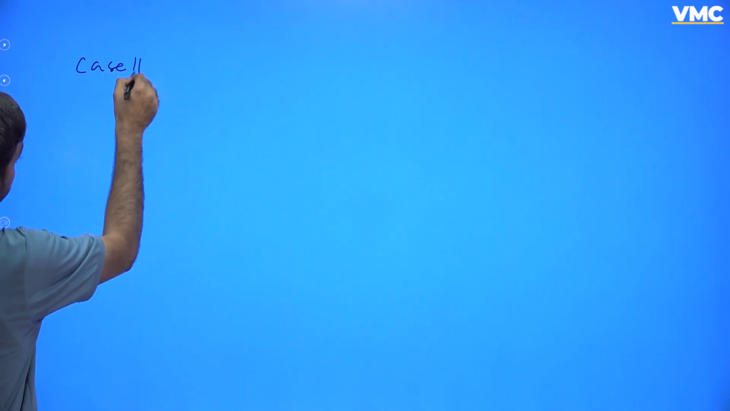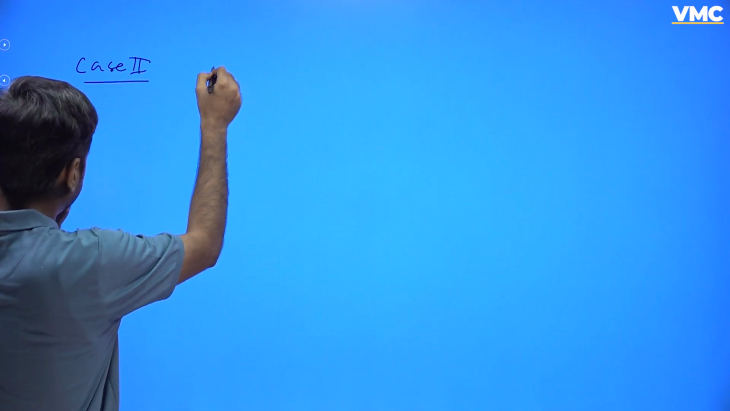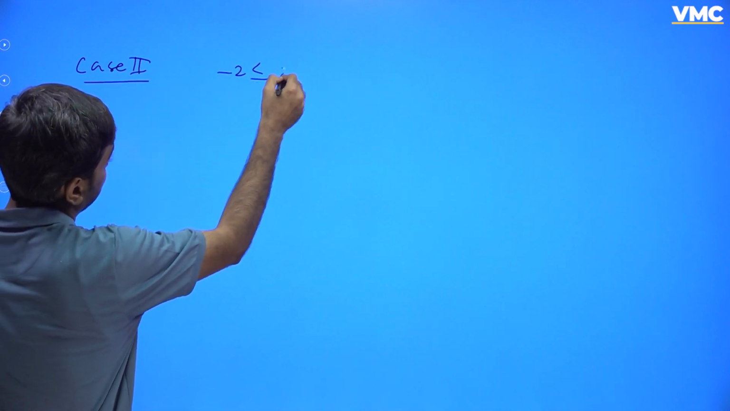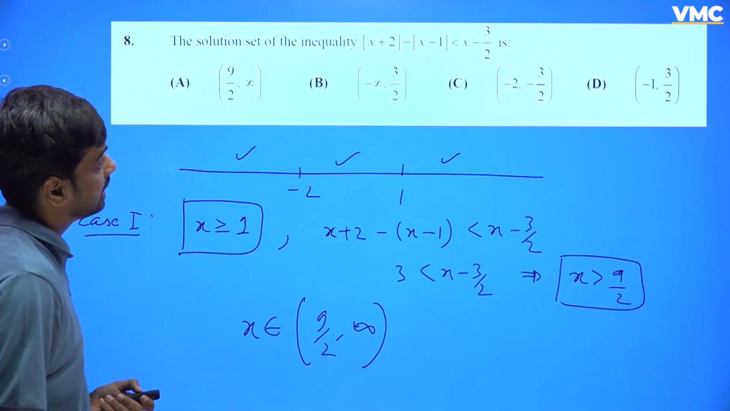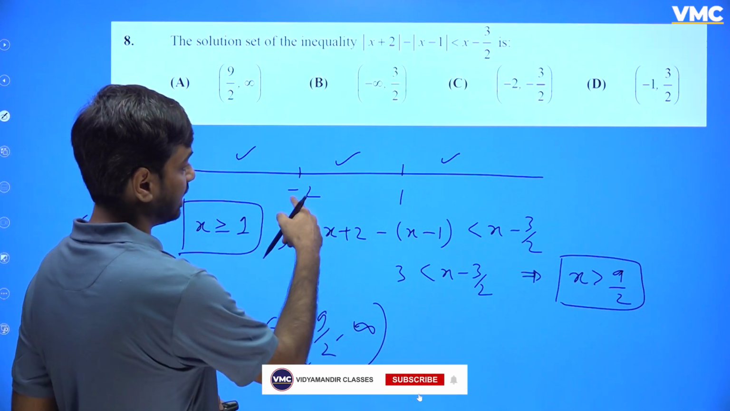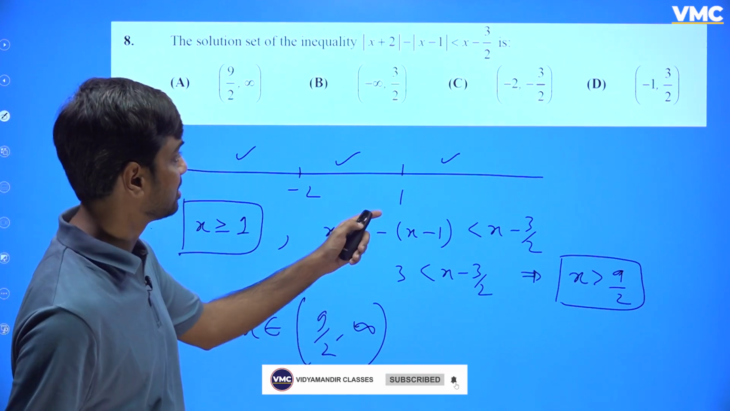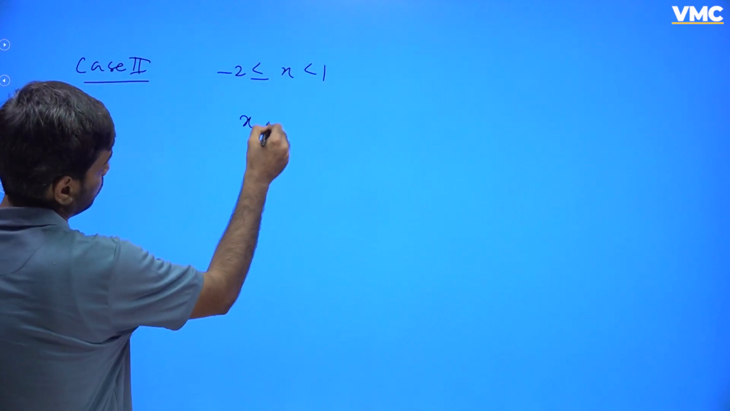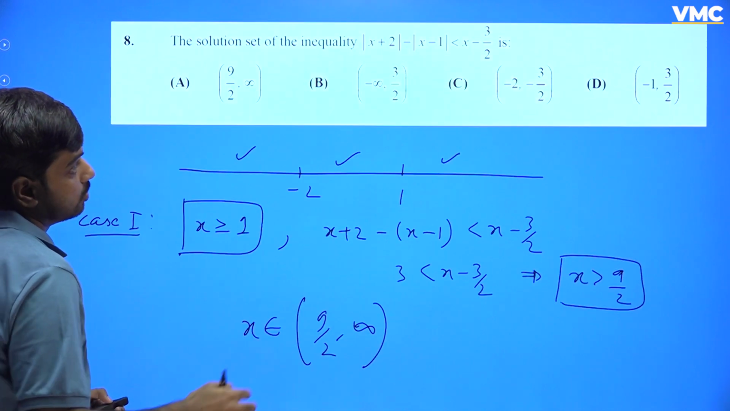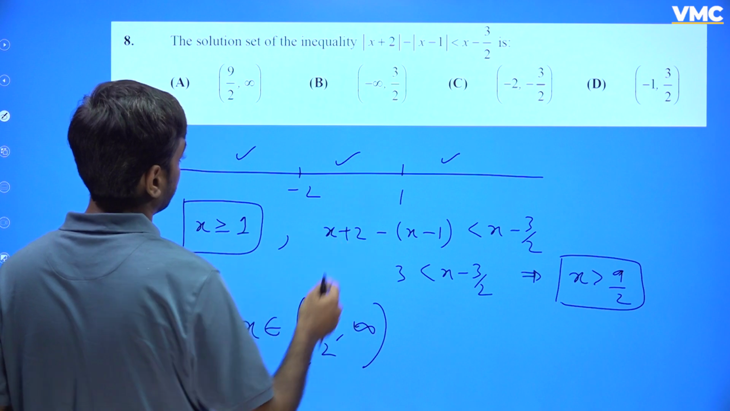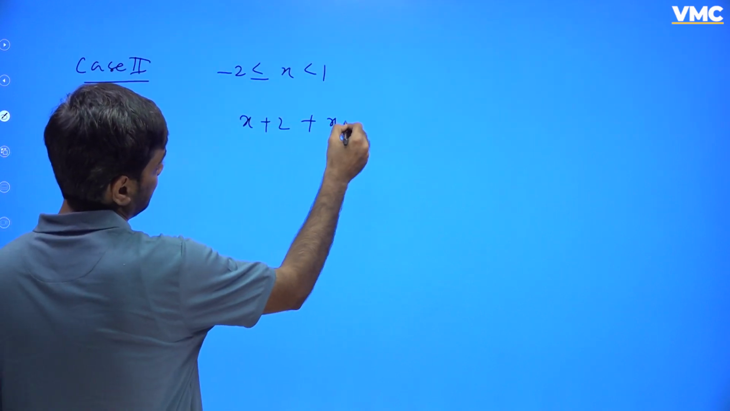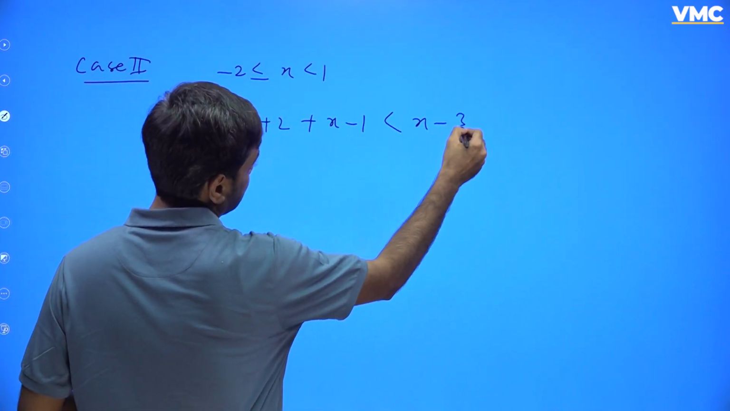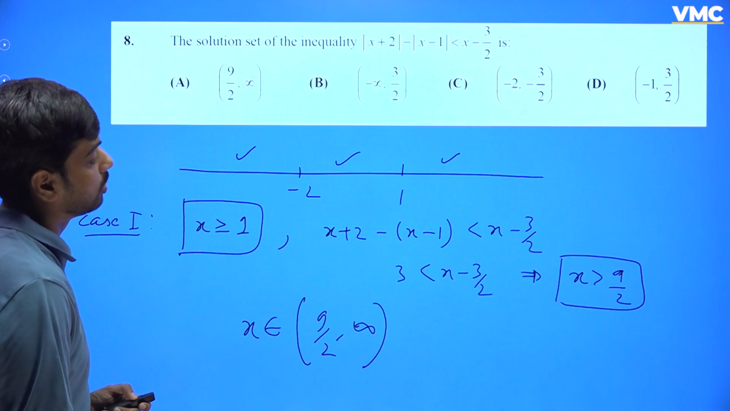Now case 2, when x is greater than or equal to -2 but less than 1. So this is the second case, x greater than or equal to -2 and less than 1. So this expression is going to be positive. So write it as x plus 2. The modulus has no role, but this expression is going to be negative. So we have to write plus x minus 1 greater than x minus 3 by 2. I hope it's clear to all.